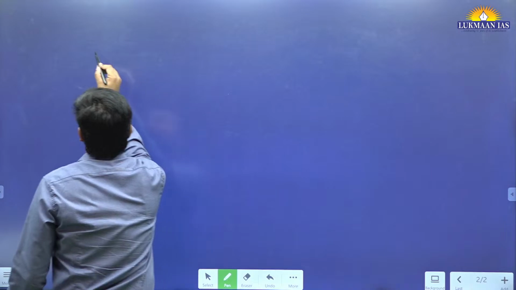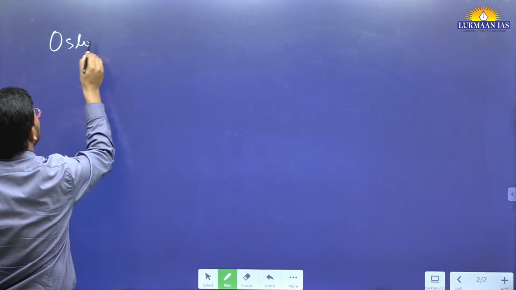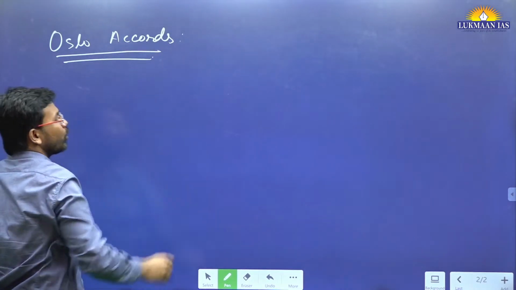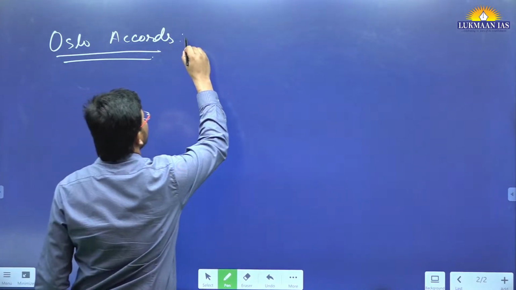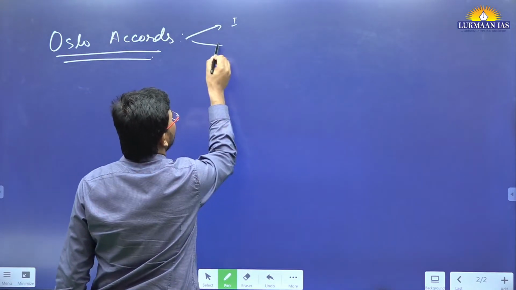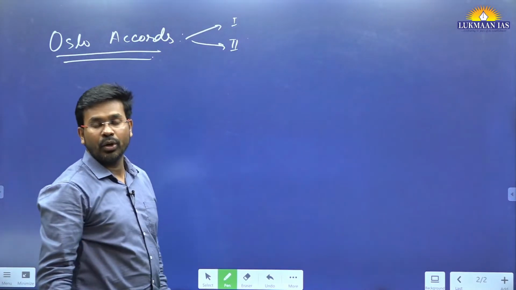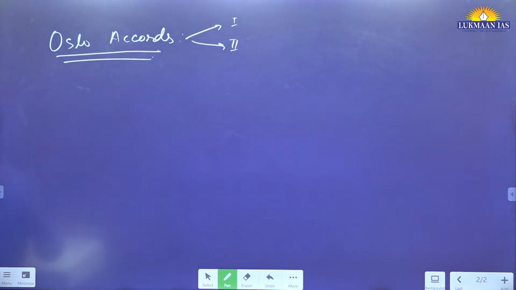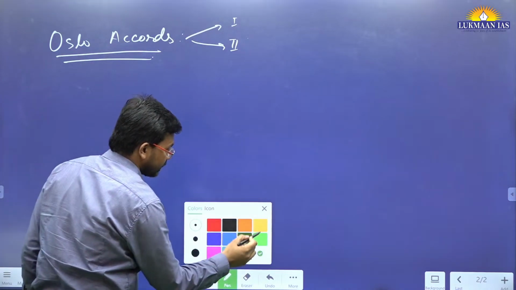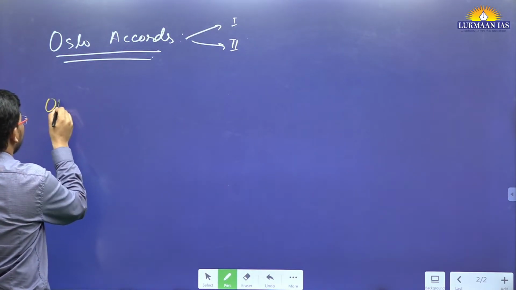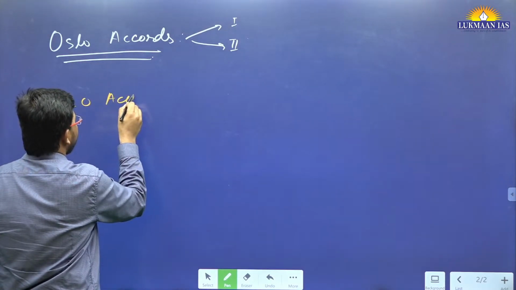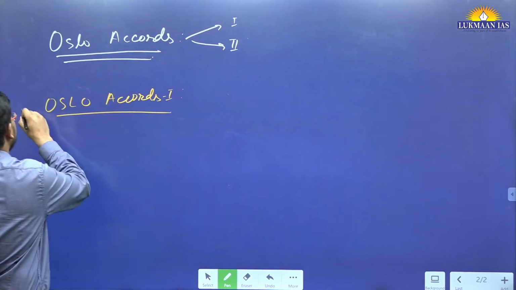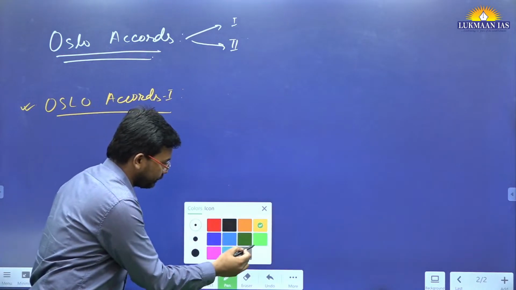For that, we need to understand an accord known as the Oslo Accords. So what were the Oslo Accords? Officially, there have been two Oslo Accords, Oslo Accord 1 and Oslo Accord 2. I'm going to write the official names of these accords and their purposes. So let's discuss the first Oslo Accord, Oslo Accords 1.